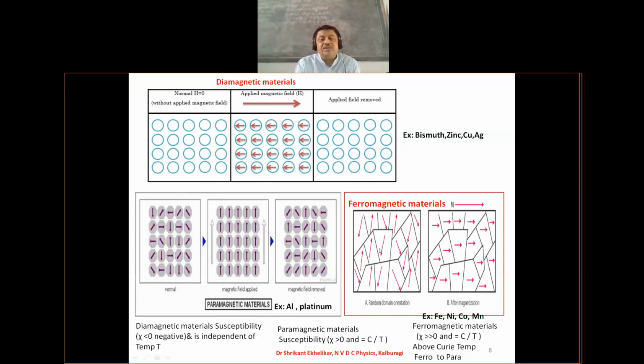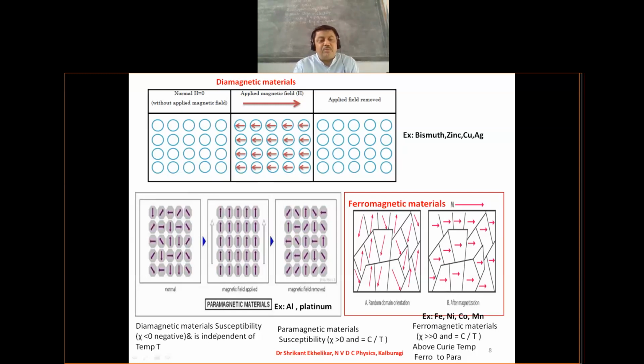For ferromagnetic materials, there are many small boxes like domains which are randomly arranged. When you place the ferromagnetic material in an external magnetic field, all the domains are arranged in a direction parallel to the external magnetic field. That is the characteristic of ferromagnetic material. If you remove the external magnetic field, the orientation of the domains still remains the same. They do not get disturbed. That is, they retain the properties even when the external magnetic field is removed. Such materials are called ferromagnetic materials. Examples are iron, nickel, cobalt. These are the very popular ferromagnetic materials.